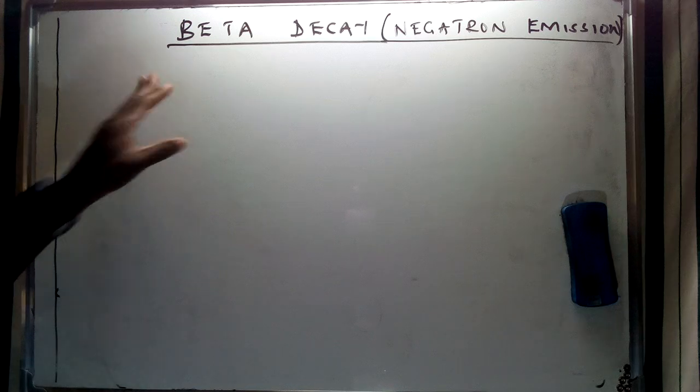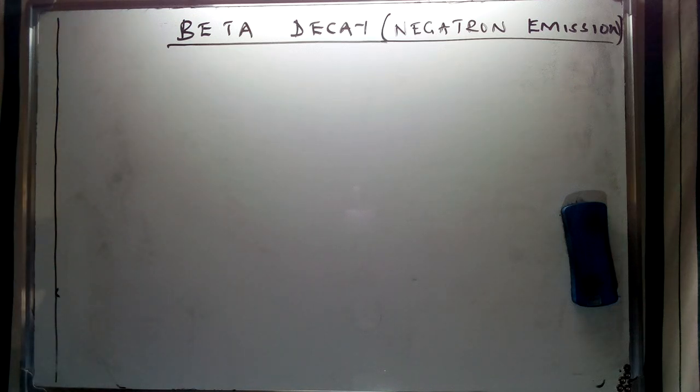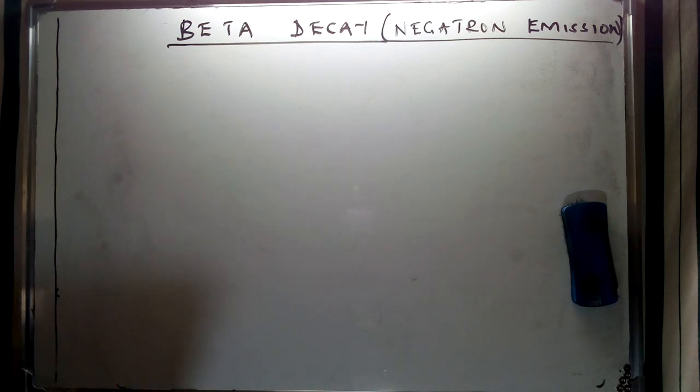So today's discussion is basically going to be an aspect of the Q value that we had discussed in our first introductory video on decay energy, whereby we mentioned that the Q value is the energy associated with this specific decay process.